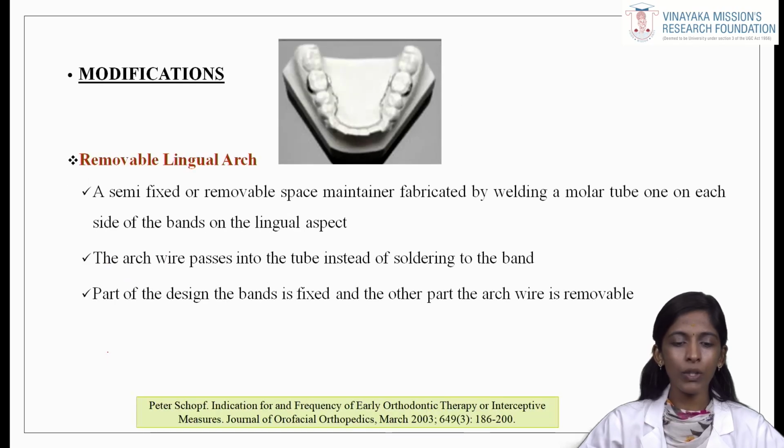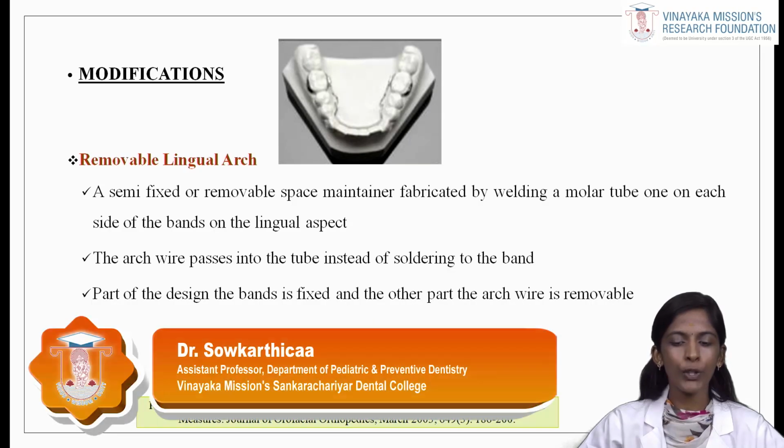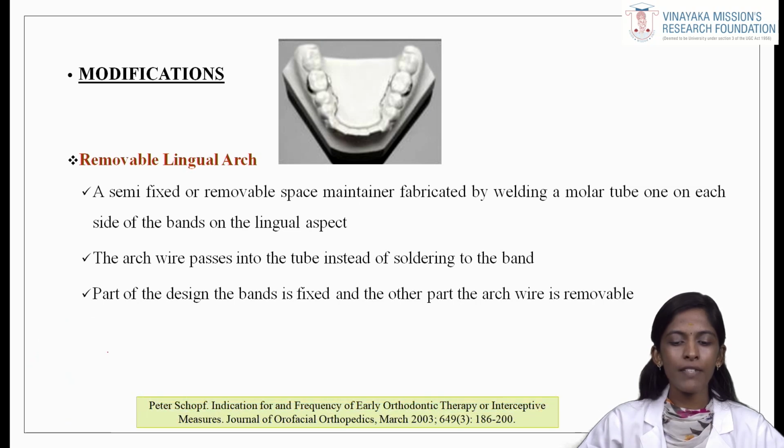Its modification includes the removable lingual arch. It is a semi-fixed or removable space maintainer fabricated by welding a molar tube, one on each side, to the bands on the lingual aspect. The arch wire passes into the tube instead of being soldered to the band. So in this design, the band is fixed and the arch wire is removable.